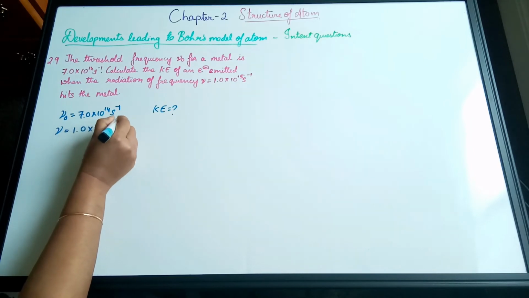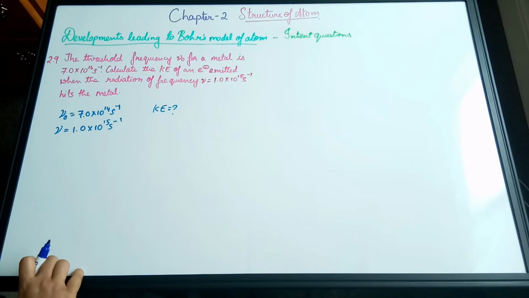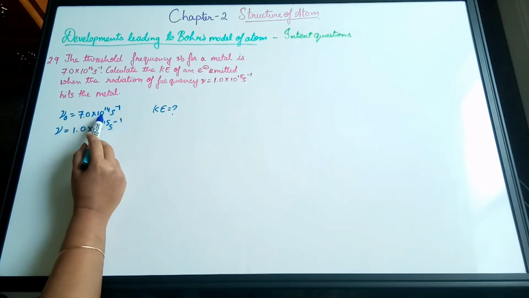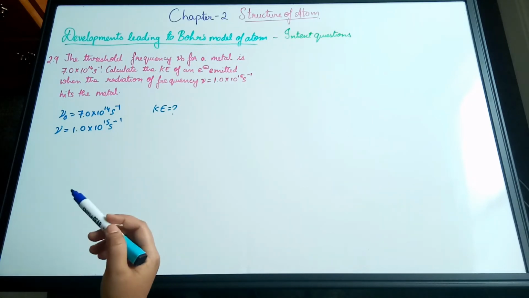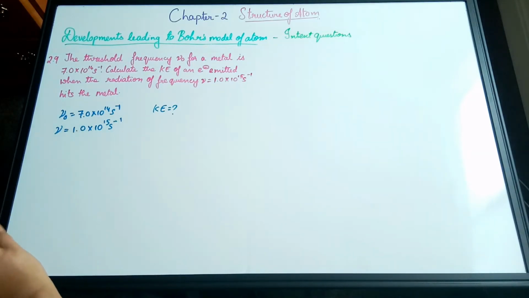Oh, don't you think it's lesser? This is only 1, this is 7. So obviously the frequency emitted is less, so there will be no electrons ejected, right? Think about it. Here you have 10 to the power 15 and here you have 10 to the power 14. So this is technically 10 into 10 to the power 14. So this will have some amount of energy associated with it.